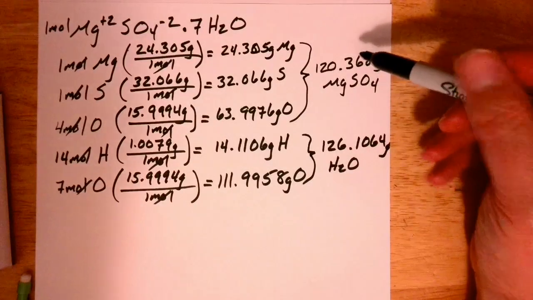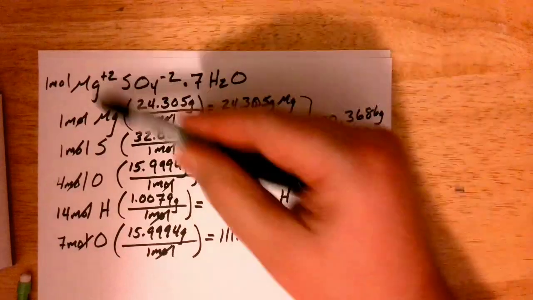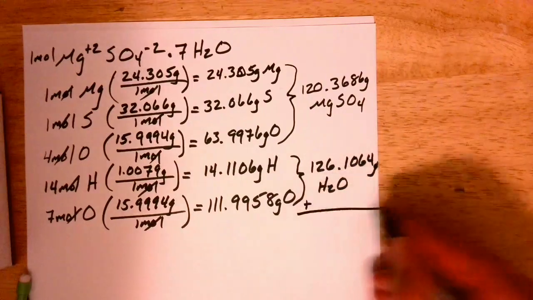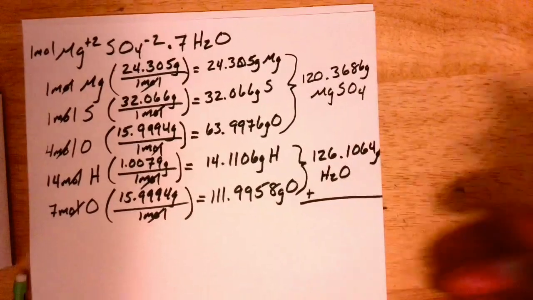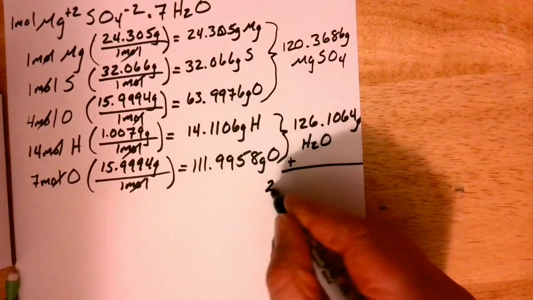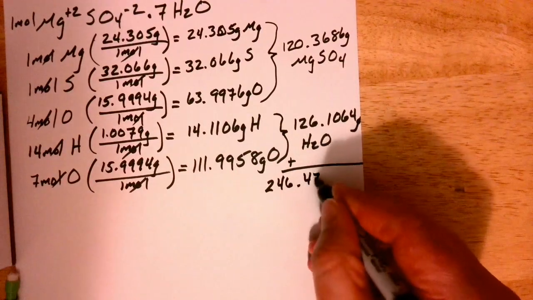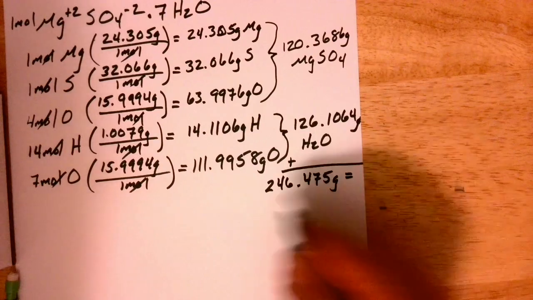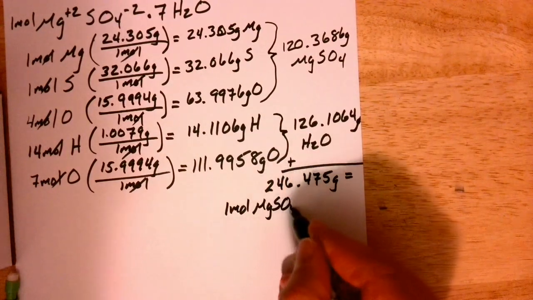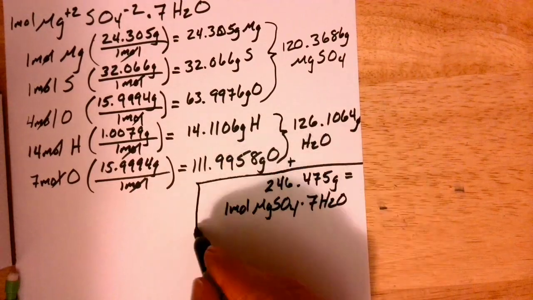Alright, so now to find the weight of this whole thing up here, the final thing is to add up all the parts together. So when you add these two together, we end up getting a total mass of 246.475 grams is equal to 1 mole of magnesium sulfate heptahydrate. So this is our answer down here.